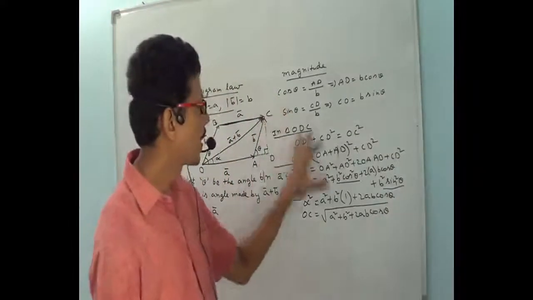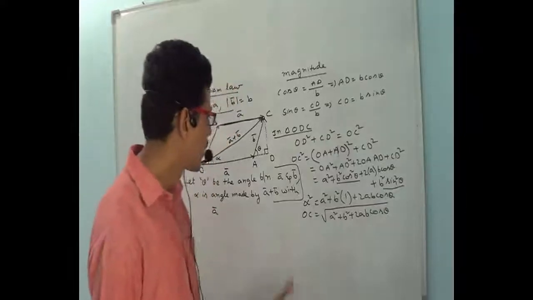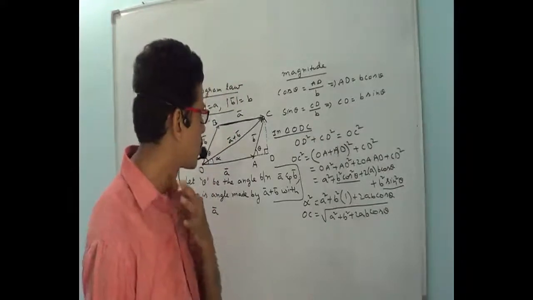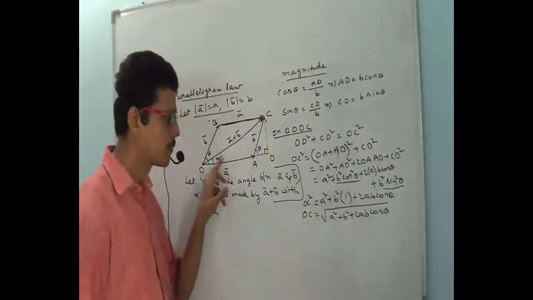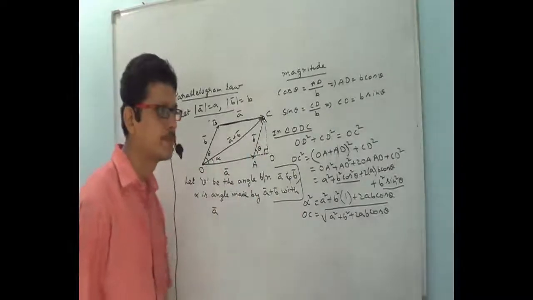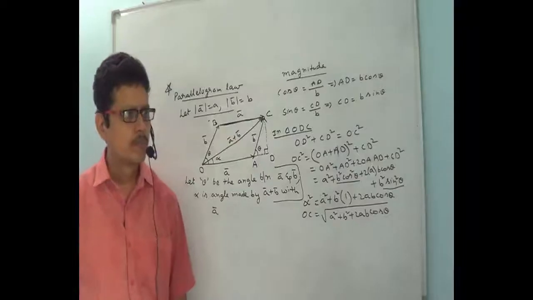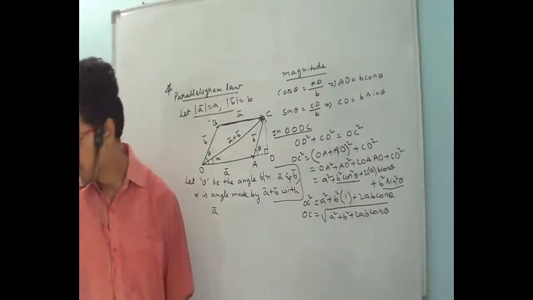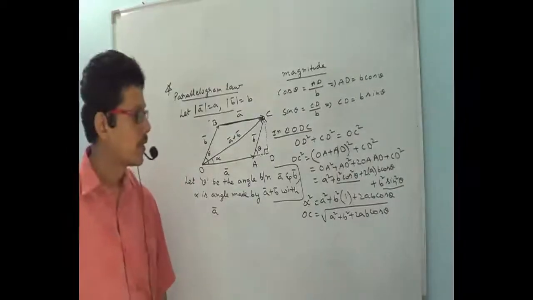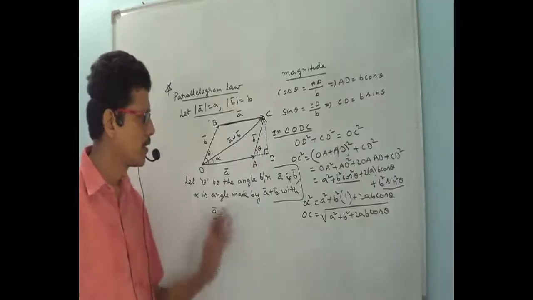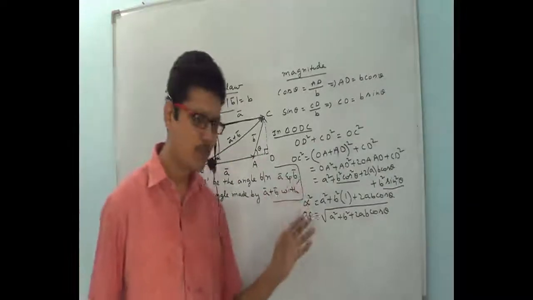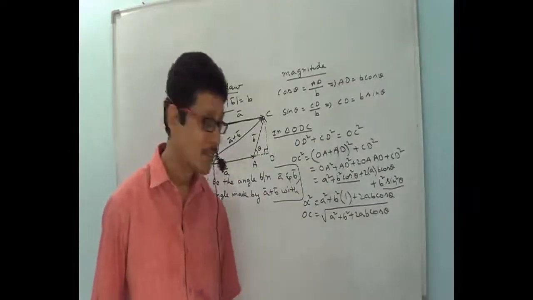So I have derived the magnitude of the resultant. Then I have to derive the direction also. This alpha I have to tell. First you note down this. Is it easy? It's a very important 4 marks question.